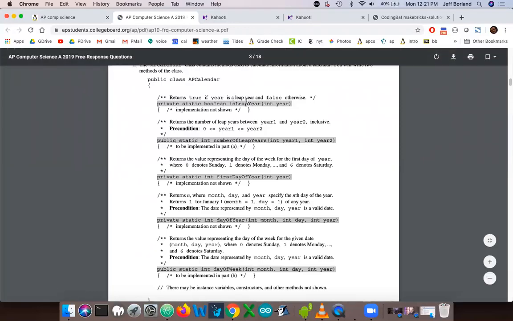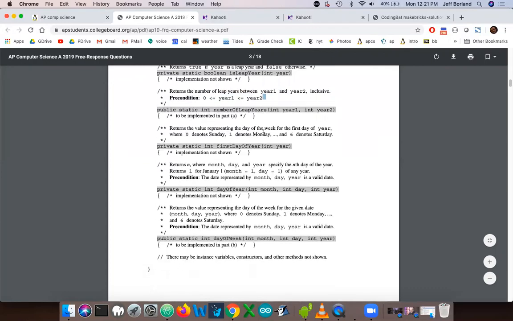There's a method, isLeapYear. If we give it a year, it'll tell us if it's a leap year. Then numberOfLeapYears between year1 and year2 is what we're going to do in part A. It's going to return the number of leap years between year1 and year2. First day of year, it's not shown, but it's going to return 0 through 6, where 0 is Sunday, 6 is Saturday.